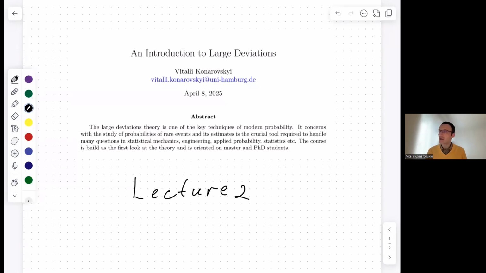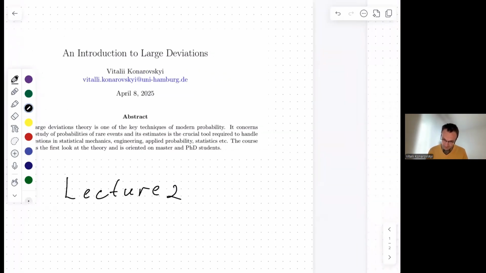Welcome to the second lecture on an introduction to large deviations. The goal of this section of this lecture is to formulate and later prove the Cramér theorem. It is the generalization of the previous result, which we formulated last time, and also we discussed the proof of that result.